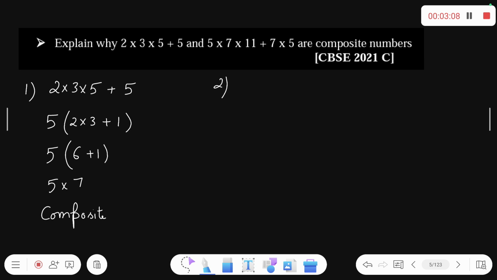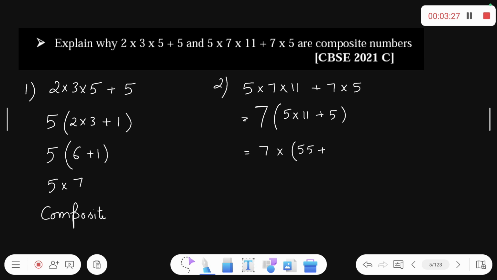Similarly, second, 5 cross 7 cross 11 plus 7 cross 5. Take 7 as common. So 5 cross 11 plus 5, which is 7 cross 55 plus 5, that is 60. Hence, composite. Let's move to next question.